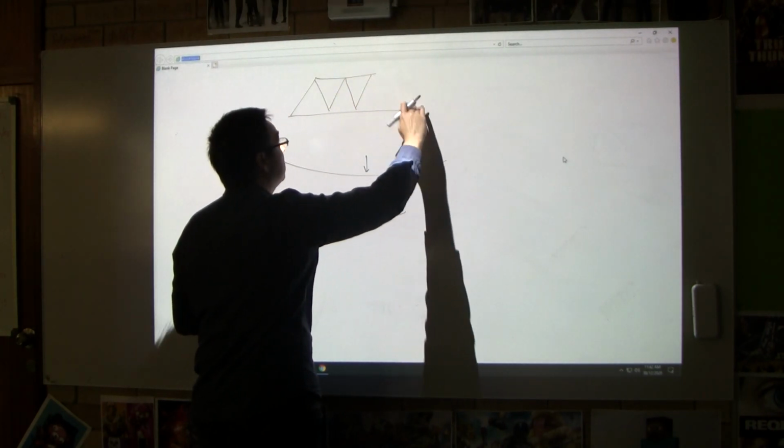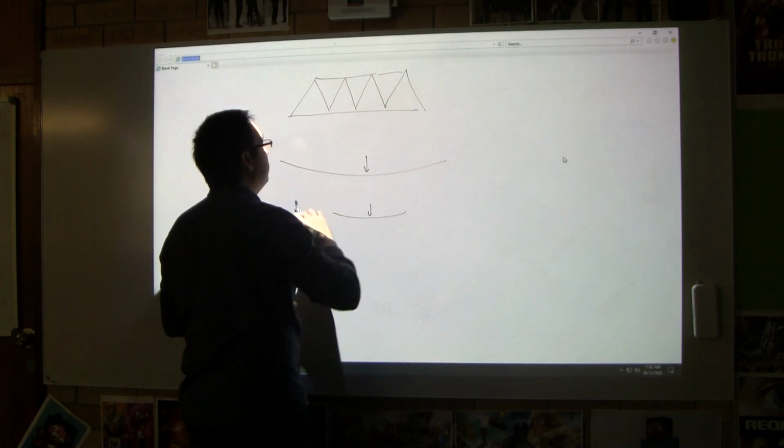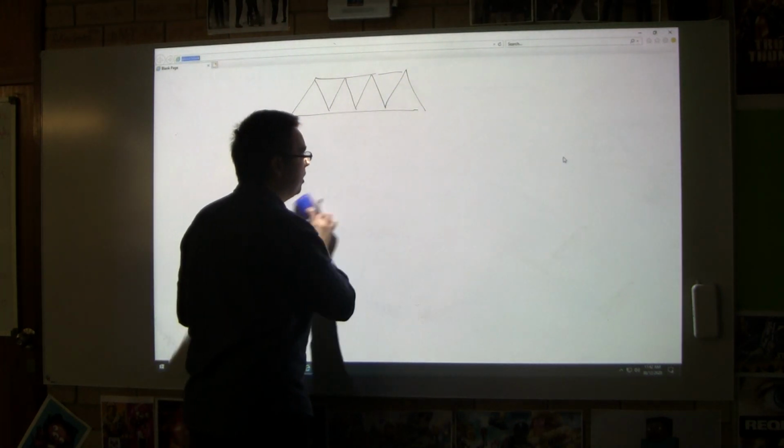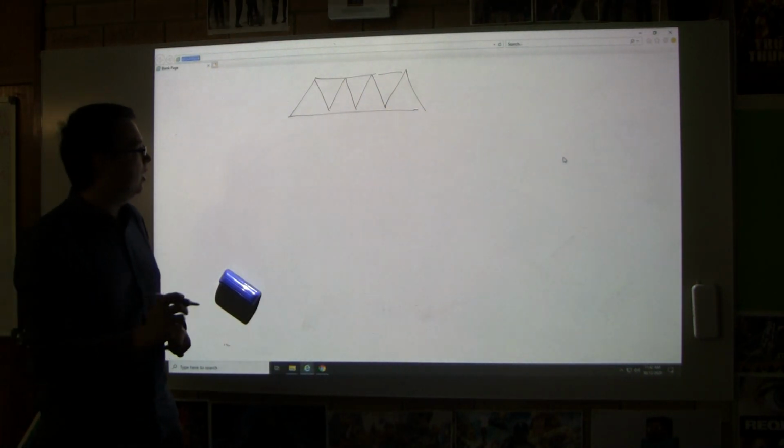That was not a great truss. There we go, that'll do. Okay, so what this truss does, I'm going to simplify it a little bit first.